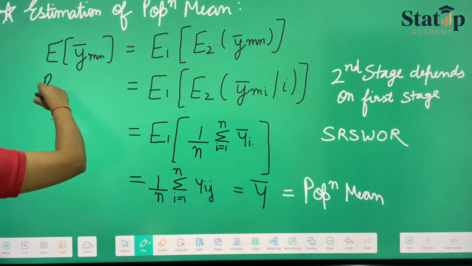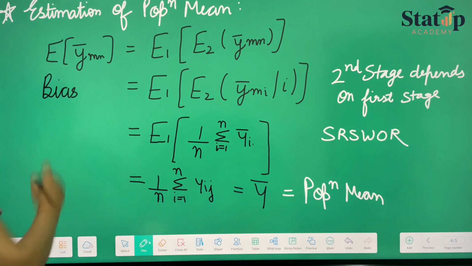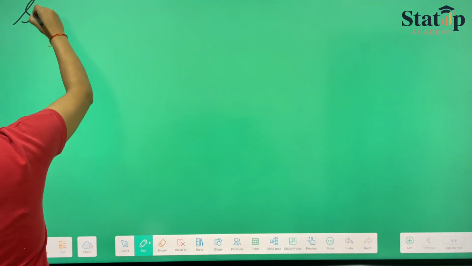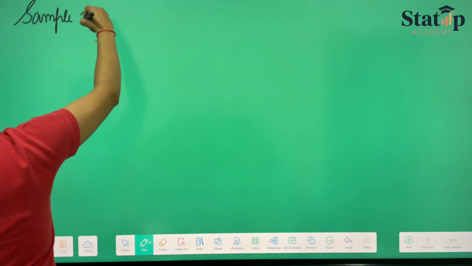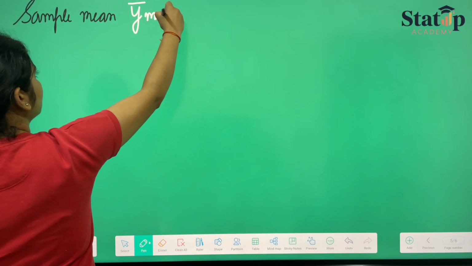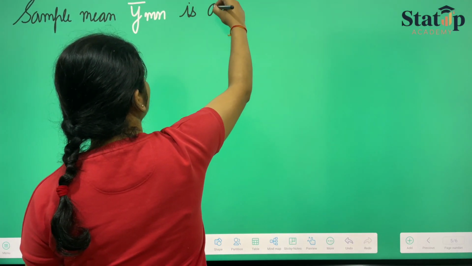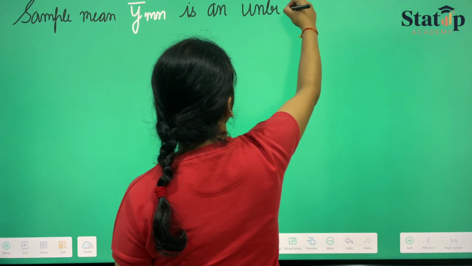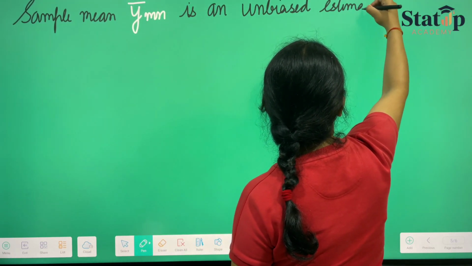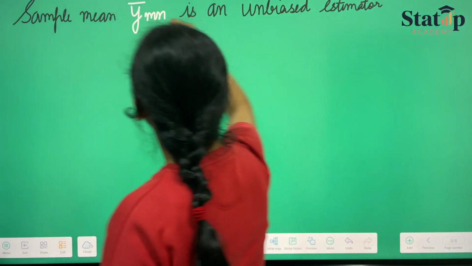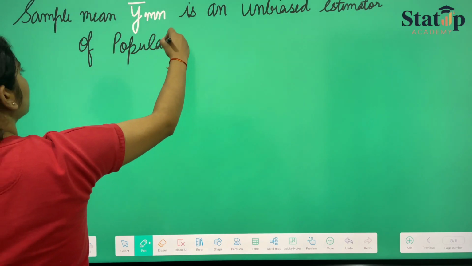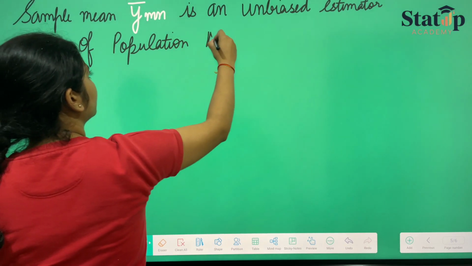We are here calculating the bias. You can also write bias, or you can directly write it like this. So I'm writing the line: sample mean, which is y bar mn, is an unbiased estimator of population mean.